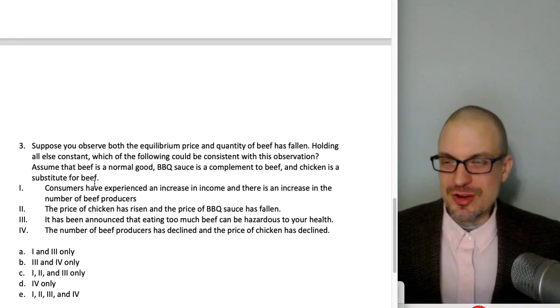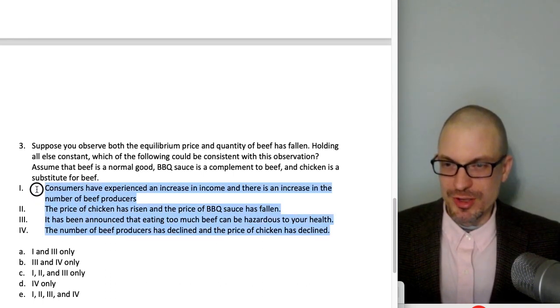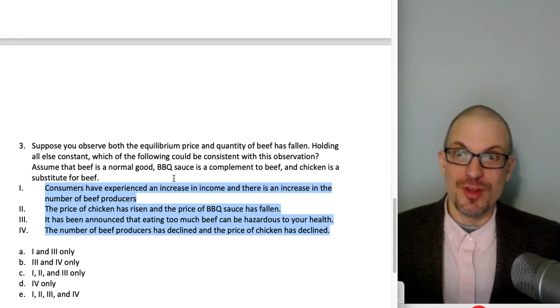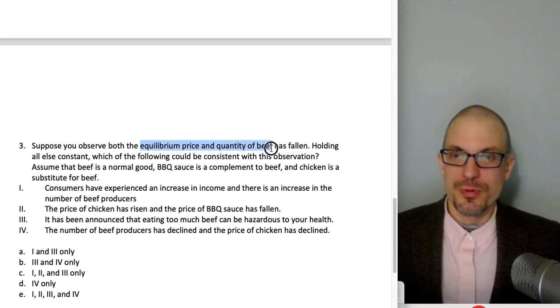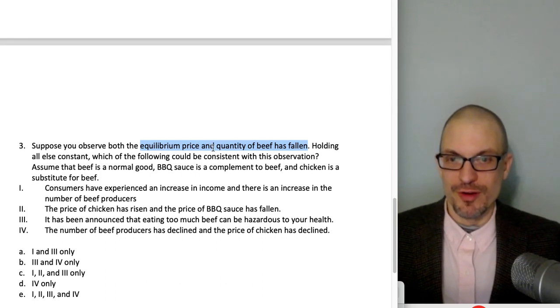Okay, so here are the things that are happening, and we're looking to see which of these could be consistent with the observation. What's the observation we're looking for? Oh, both price and quantity have fallen. So for that to happen, we need a decrease in demand, right? To get both price and quantity fallen, we need a decrease in demand. So we're looking for something that's going to reinforce a decrease in demand.